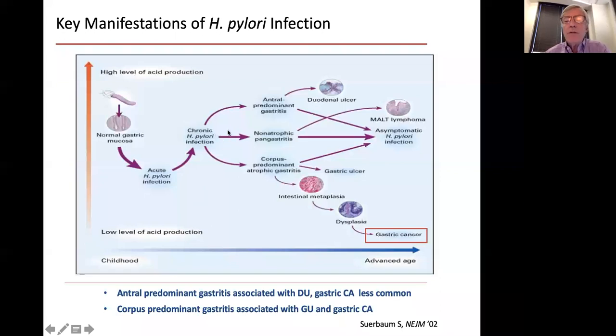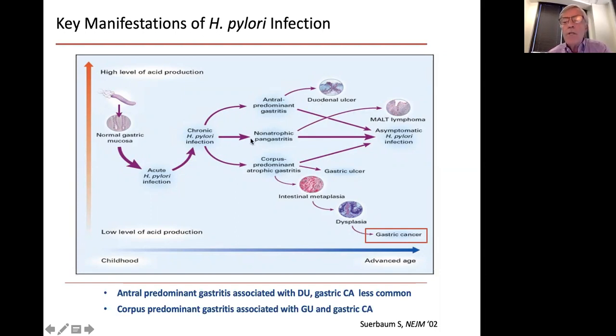The infection can infect the antrum, causing an antral predominant gastritis. This is generally asymptomatic, although a small proportion, as I mentioned earlier, about 10%, can go on and develop duodenal ulcer.